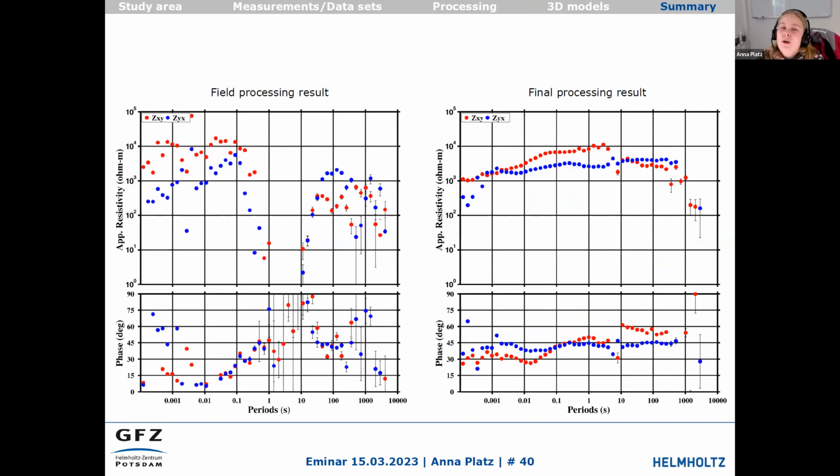And at the end of the talk, I want to show you one more slide with processing results. On the left-hand side, you see again the apparent resistivity and phase curve of our field processing setup for station A, meaning in this case, we have only a robust single-site processing result. And on the right-hand side, you see the final processing result for this station, which had a poor data quality. However, due to our effort and the different techniques which I presented in this talk, we were able to get these significant improvements over a very wide period range.